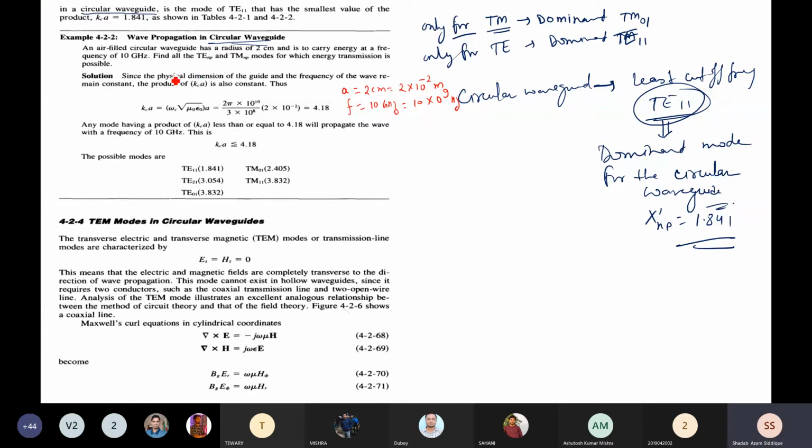Now I'll take this and find all the TE_np and TM_np modes. You're asked to find all the modes which exist in this waveguide for the energy transmission. So can you find out?